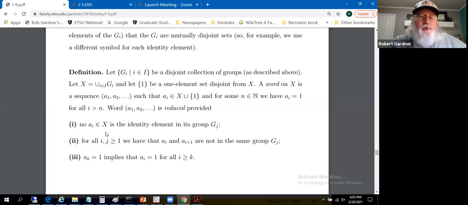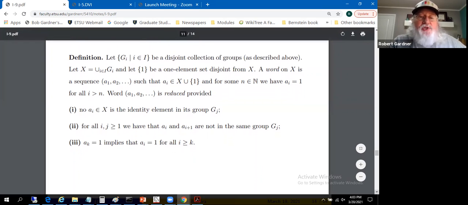We're saying don't use the identity element from any of those groups as one of the letters if you want a reduced word. For all I and j, we have that A sub I and A sub I plus 1 are not in the same group, say G sub j. So we wouldn't have two consecutive elements from the same group in a sequence. We could always multiply them together because they come from the same group, and that's how we'll do the reduction. And A sub k equals 1 implies A sub I equals 1 for all I greater than or equal to k. So as soon as you get a 1, it's 1s from there on out.